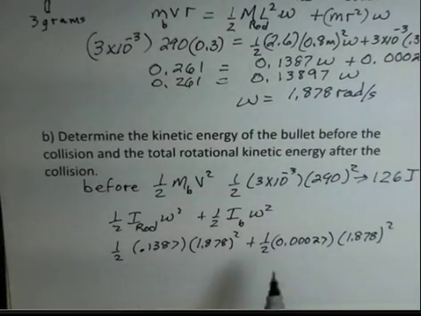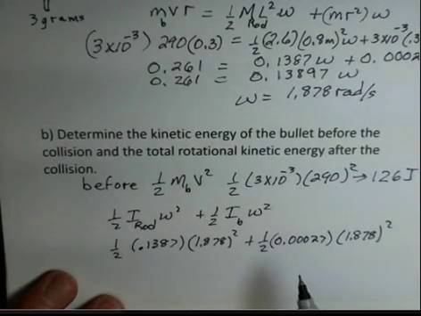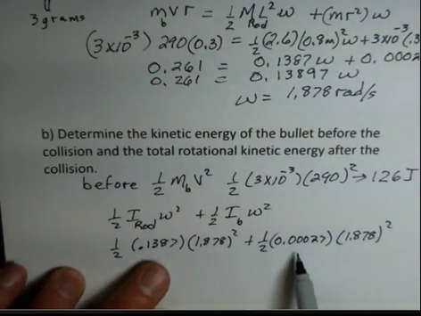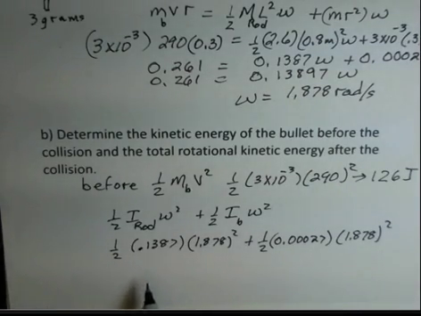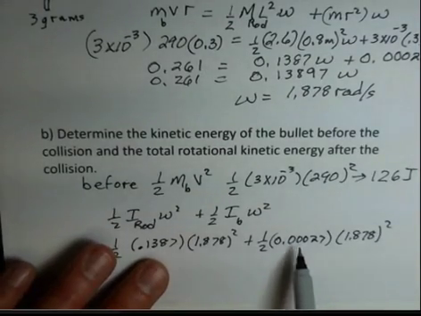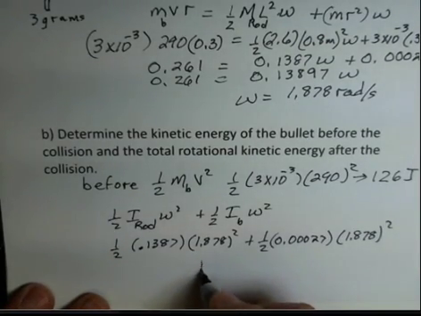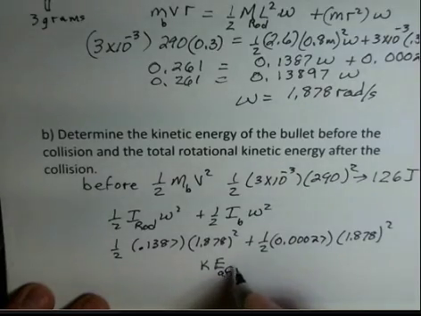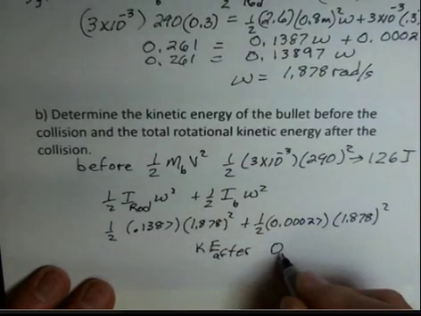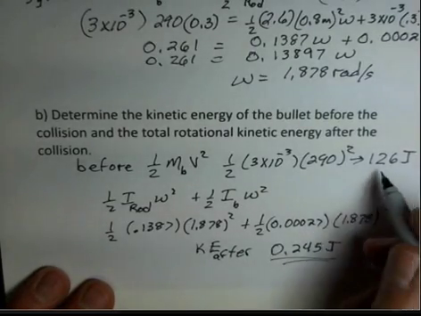Some of it's in the rod, some of it's in the bullet. And if we complete the calculation here, we can factor off the 1/2 and the 1.878, and then multiply by 0.13897, adding these two I's together again, as was done above. But any way you do it, go ahead and do it. And I came up with the kinetic energy after this collision of 0.245 joules. This is definitely inelastic.